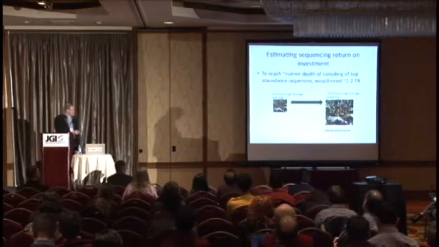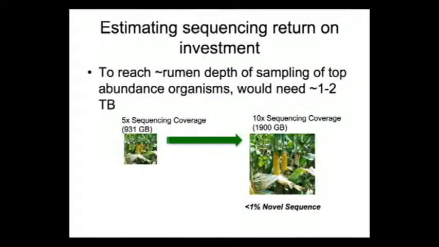And then if we compare that, for example, to reach the rumen depth of sampling of the top abundance organisms, we would need 1 to 2 terabase of sequences from these samples. At 5x coverage, it's about 1 terabase. Going forward to 10x coverage, up to 2 terabase, and then we would get less than 1% novel sequence, just as a calculated perspective of where we might be on coverage.